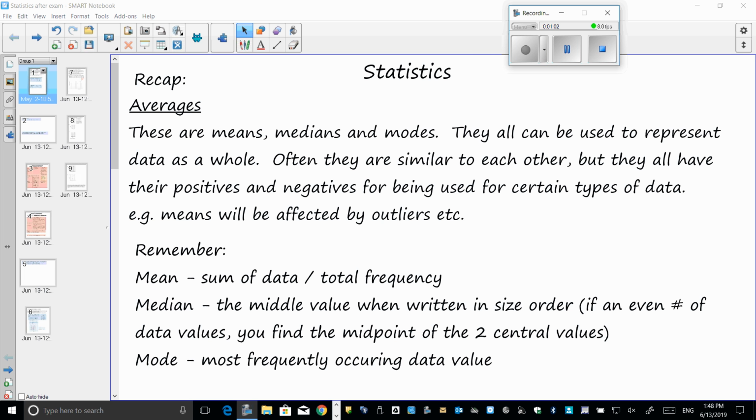The numbers that you get when you find the mean, median, mode may often be similar, but they're not always going to be the same. Some of them are better than others in certain situations. In some cases, you may be better off trying to find the median value. Sometimes you'll be better off finding the mean. Sometimes you're better off finding the mode.